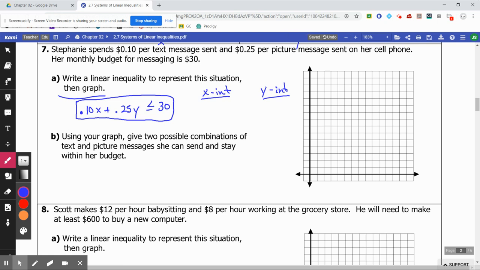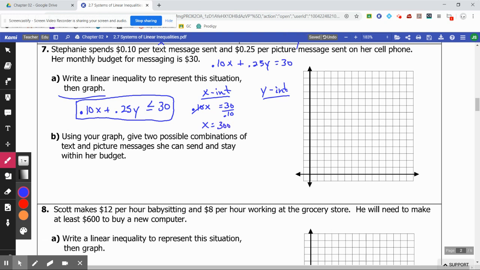So the way we're going to do that, to find an x-intercept, if you don't remember, we're going to plug in 0 for y. Now what we're graphing, we're graphing the line first. The actual line is 0.10x plus 0.25y equals 30. So we're going to graph that line. To find my x-intercept, plug in 0 for y, so that'd be 0.10x equals 30. We're then going to divide by 0.10, and you get x is equal to 300.